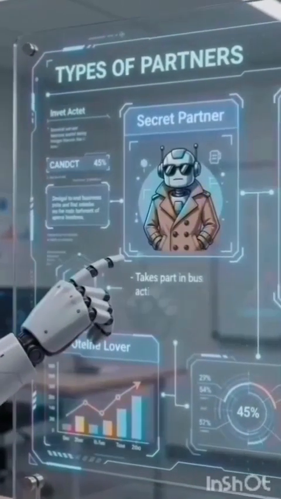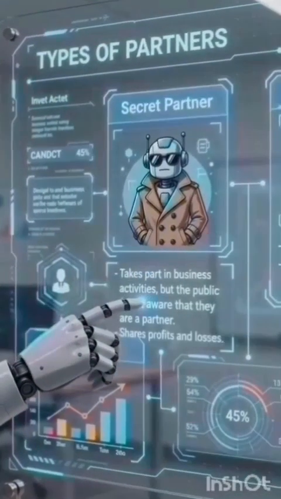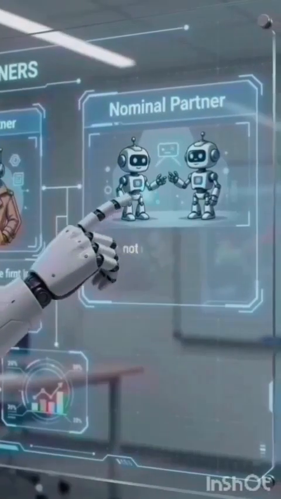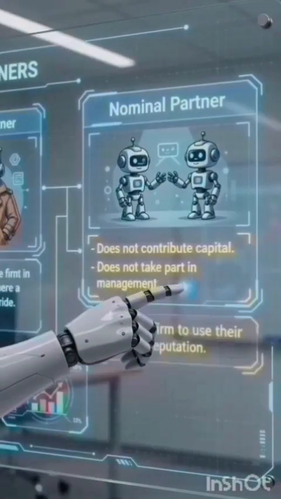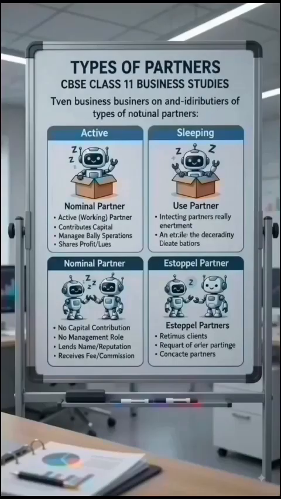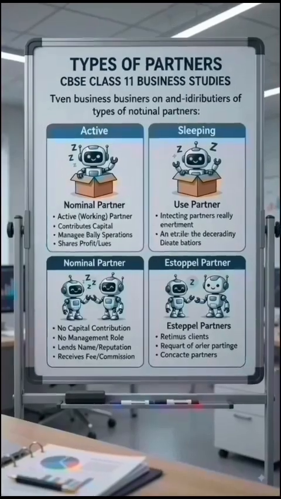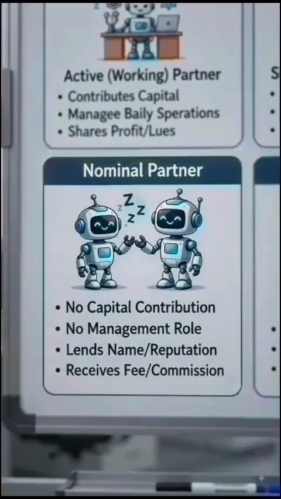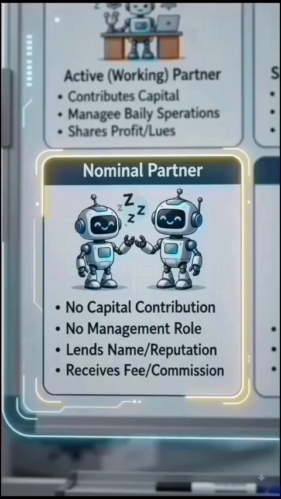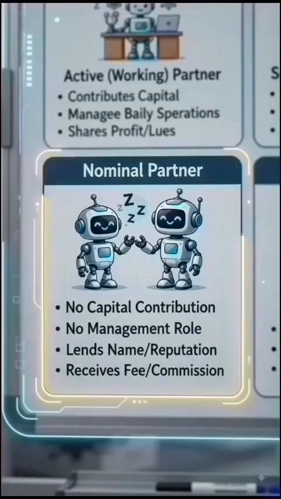Secret partner. They take part in business, but the public is unaware. They also share profits. Nominal partner. They do not contribute capital, nor take part in management. They lend their name. A nominal partner is an individual who lends their name to a partnership firm. They are primarily used to lend credibility, to help the business, and utilize their goodwill to attract clients.